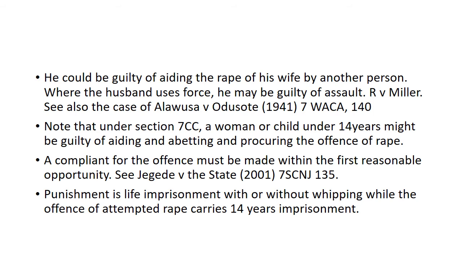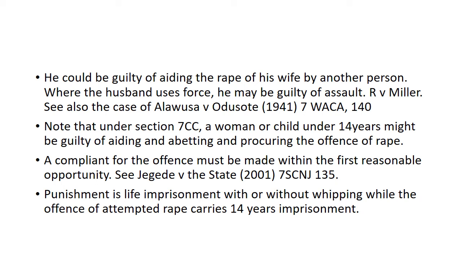In that kind of case, the husband could be guilty of indecent assault. So where, for instance, he also aids the rape of his wife by another person. There are situations where men, in order to punish the wife for one thing or the other, bring in another man to assault the wife, to rape the wife. Where he does that, where he aids and abets, the husband will be deemed guilty of aiding and abetting rape. So where the husband uses force, he may also be guilty of assault. Cases in point are R v. Miller, and also the case of Alausa and Udusoto.